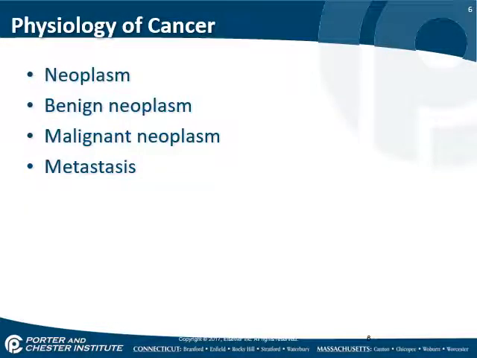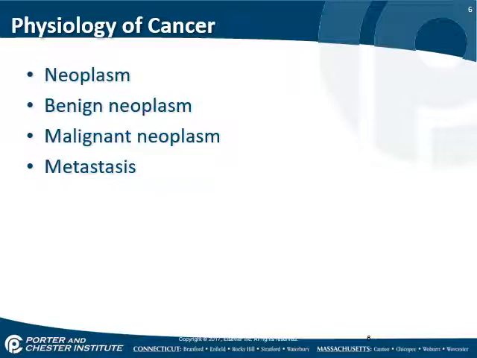Now, when we talk about cancer, we talk about neoplasms. Neoplasms are basically abnormal replication, meaning cell division replicating itself, abnormal replication of cells that results in the new growth of a tissue or a tumor that is not beneficial to the body.